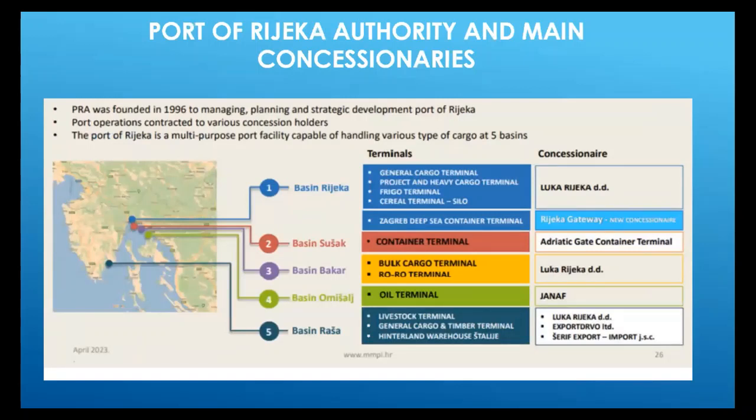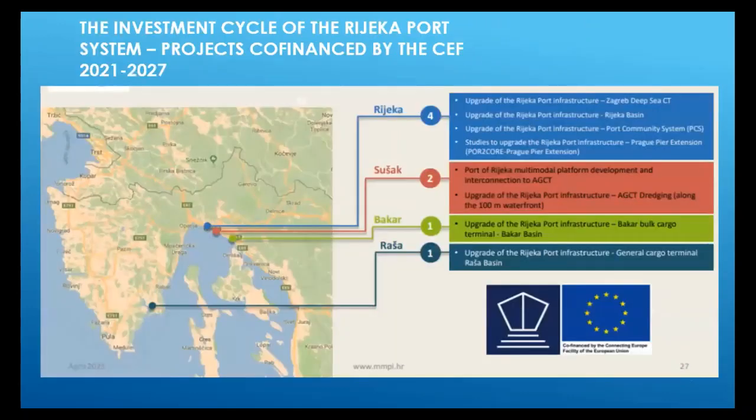Let's say something about the Port of Rijeka Authority and the main concessionaires. The Port of Rijeka Authority was founded in 1996. Port operations are contracted to various concession holders, as we see here. The Port of Rijeka is a multi-purpose port facility capable of handling various types of cargo at five basins. As we see, it is Raša Basin, Sušak Basin, Bakar Basin, Omišalj Basin, and Rijeka Basin. And what is going on now?